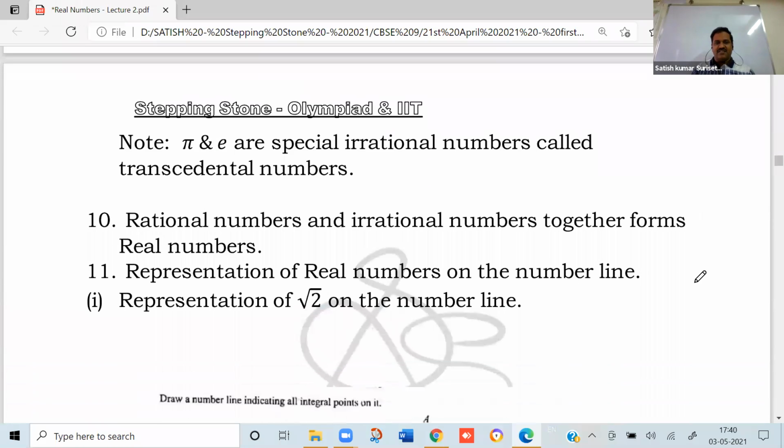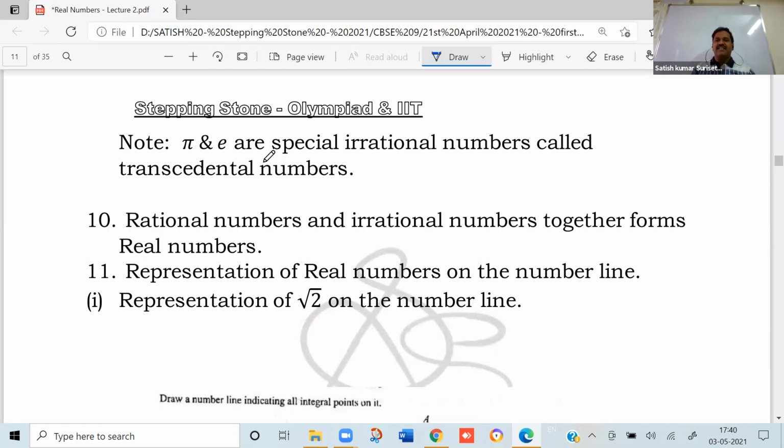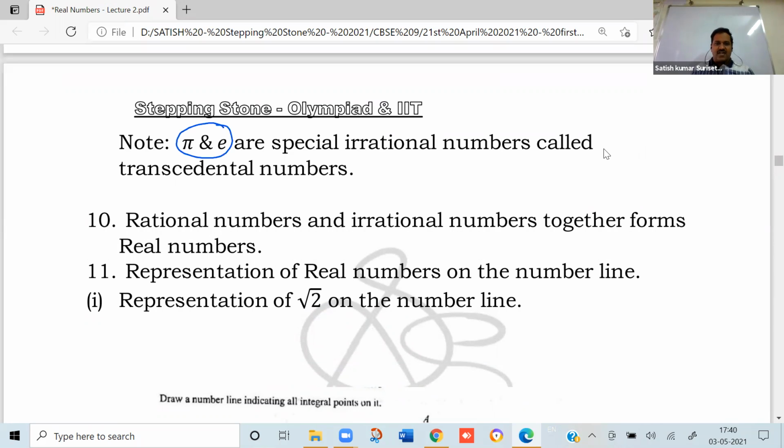Next, the symbols pi and e are special irrational numbers called transcendental numbers. Now, relating to this, you are going to learn in higher studies in the 11th and 12th classes. Up to that, just remember that pi and e are also irrational numbers, but they are specifically called transcendental numbers.